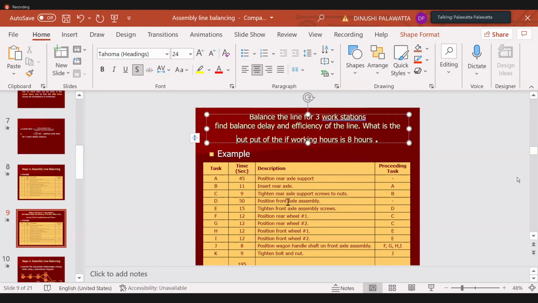Balance the line, the same thing. Balance the line for 3 workstations. Find the balance delay and efficiency of the line. What is the output if working hours is 8 hours per day?